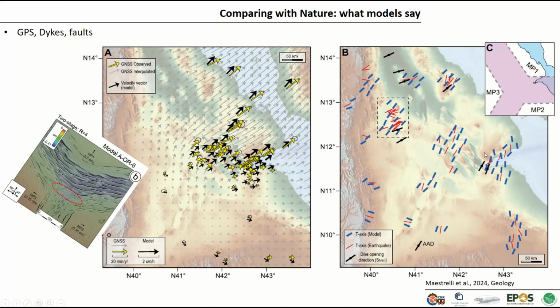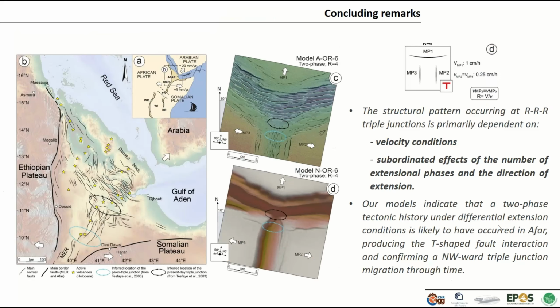So if you compare the trend of these segments that correspond to the d-axis in the model, the t-axis derived by earthquakes, and the dike opening direction, we do see a straightforward correlation. This suggests that the Afar triple junction, according to what our model says, should have developed with a high degree of asymmetry. So multi-phase deformation, orthogonal conditions of extension, and most important, high differential velocities.